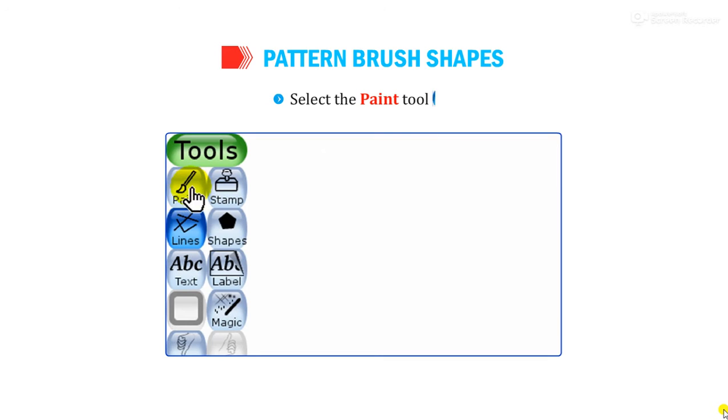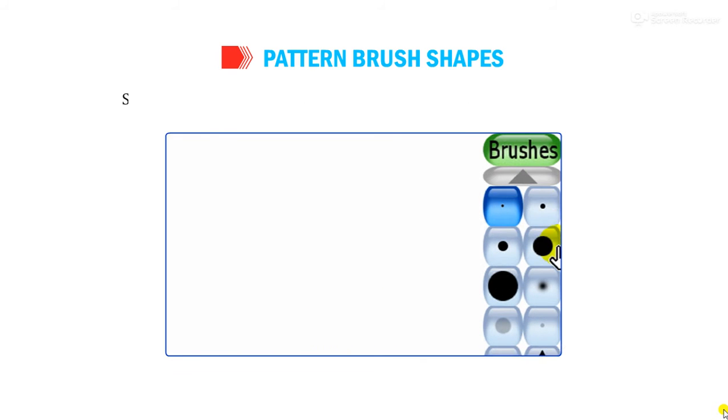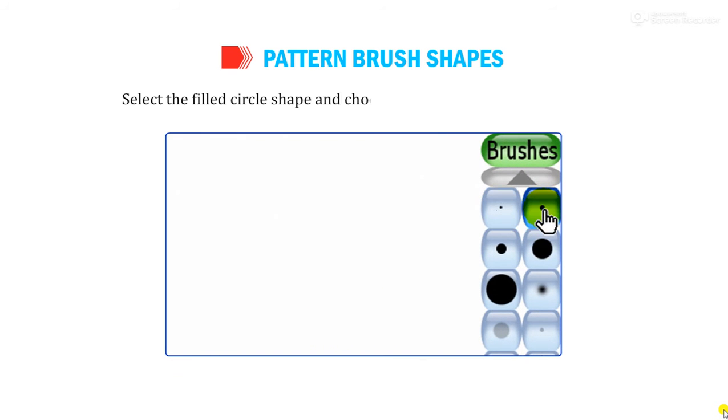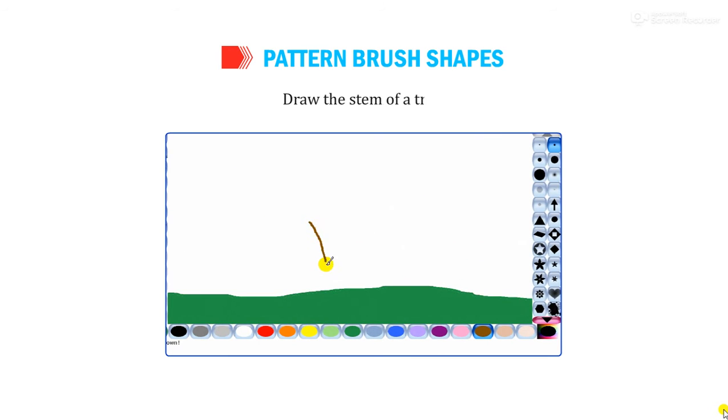Select the Paint tool. Now you will see the brushes sub-toolbox on the right-hand side. Select the filled circle shape and choose brown color from the palette. Draw the stem of a tree.